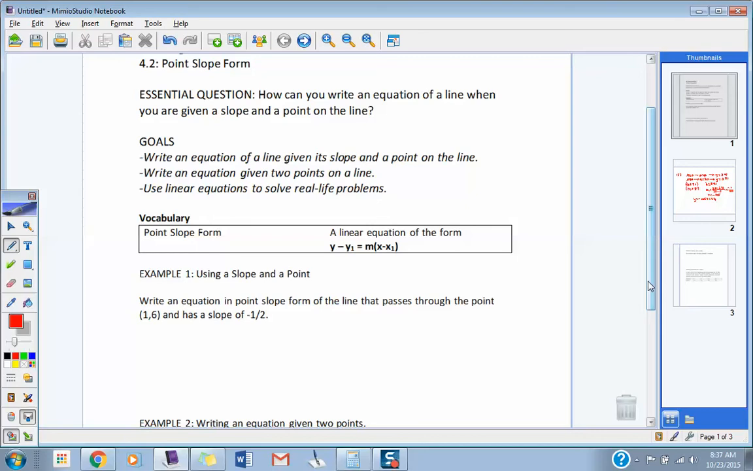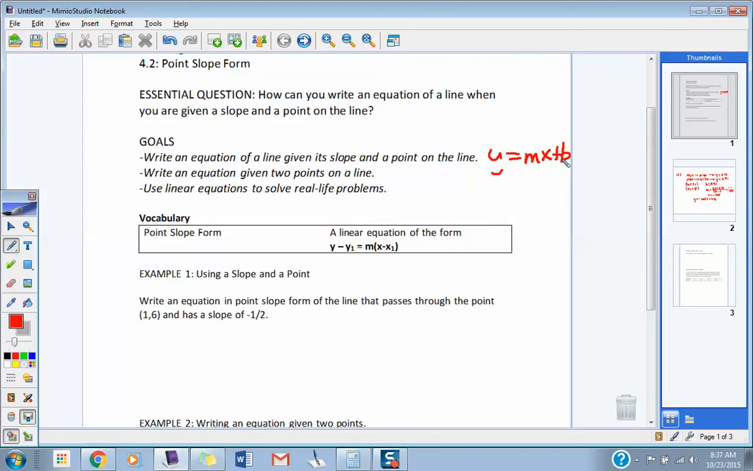Okay, so our end result, we really want to make sure we get back to this form, y equals mx plus b, slope-intercept form. Our job is to figure out what m is and what b is. Once I know the slope, and once I know the intercept, you've satisfied the conditions they're asking you to look at. Secondly, they want you to write an equation given 2 points on a line. And thirdly, we'll use linear equations to solve some real life problems.